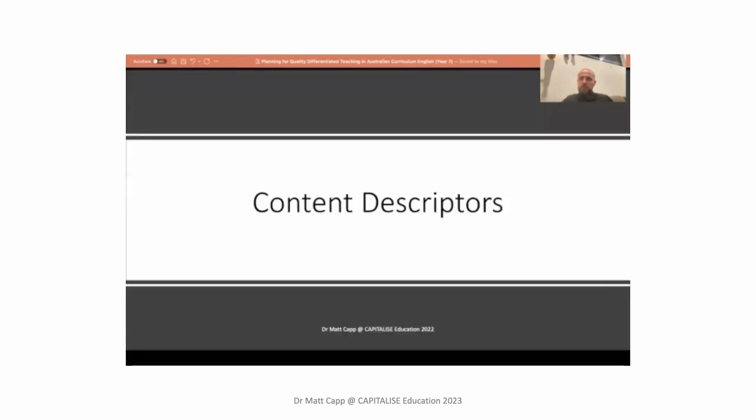So let's go through this process and look at how we do it. So when we think about Australian Curriculum Science, we're going to focus on Year 7. So the first step is to identify the content descriptors that teachers will teach and model for the students, because the content descriptors in the Australian curriculum are what teachers teach and model, and the achievement standards are what students provide evidence of learning against.